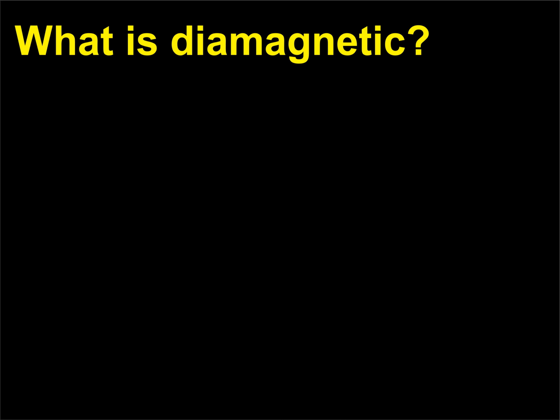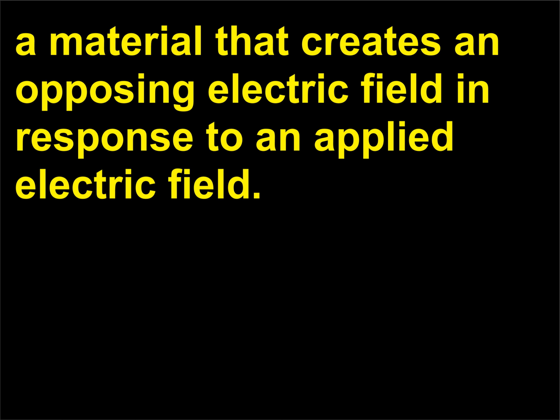What is diamagnetic? A material that creates an opposing electric field in response to an applied electric field.